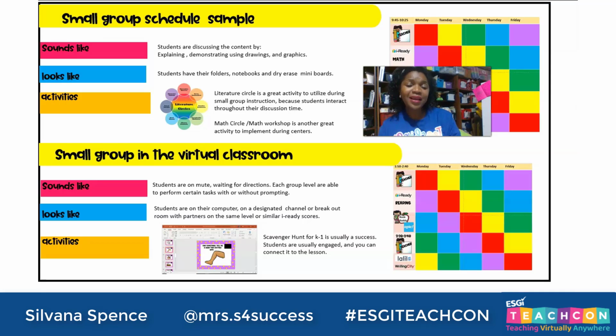So, a small group in the virtual classroom. The students, just like in brick and mortar, are on mute. They are supposed to be silent when the teacher is talking, right? That's the expectation. Waiting for directions. Each group level is able to perform certain tasks with or without prompting. Students are on their computer. What does it look like? They're all on their computer.